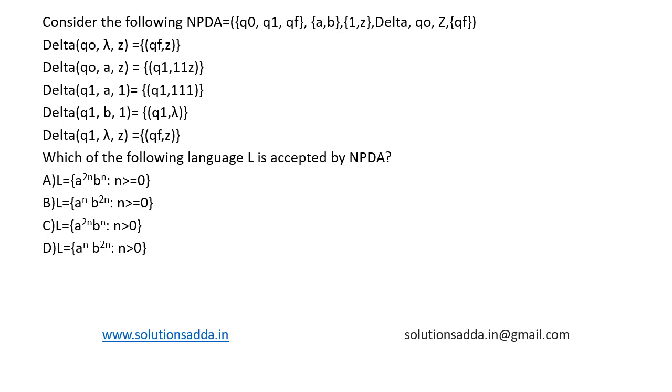This is a question from theory of computation. Consider the following NPDA. We have Q0, Q1, QF as the states. A and B are the alphabet symbols. 1 and Z are the stack symbols. Delta represents the transition function.